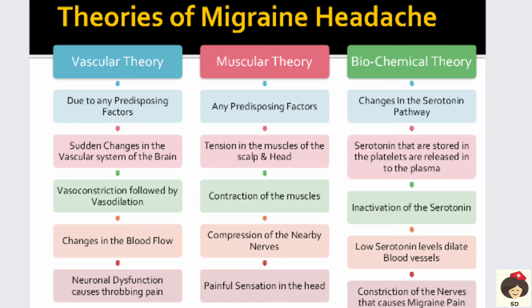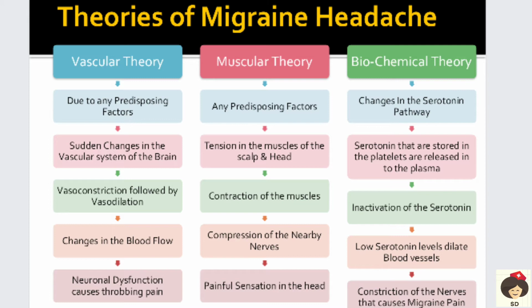In this theory, there is a change in the serotonin pathway. Serotonin is a neurotransmitter, and it is also stored in the platelets. One of the blood components is the platelets. So the serotonin is stored in the platelets and released into the plasma. There is a change in the serotonin pathway which can result in inactivation of the serotonin.